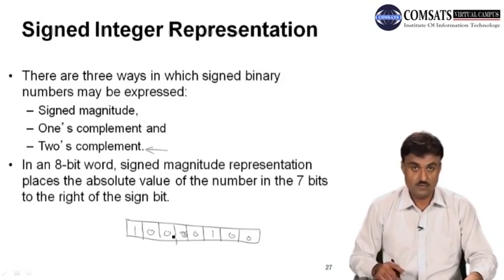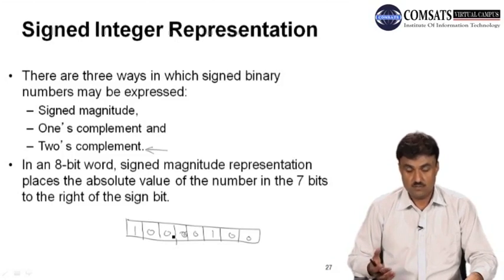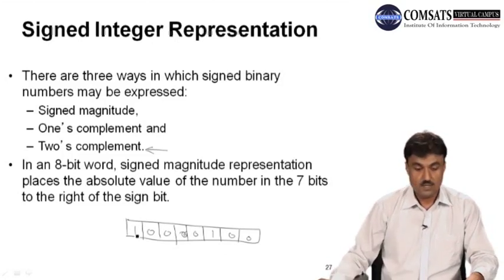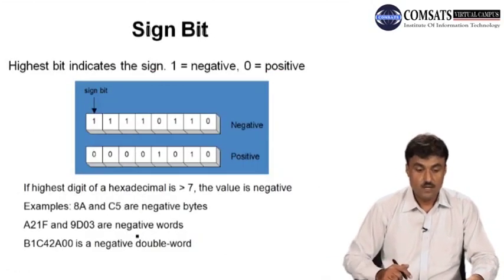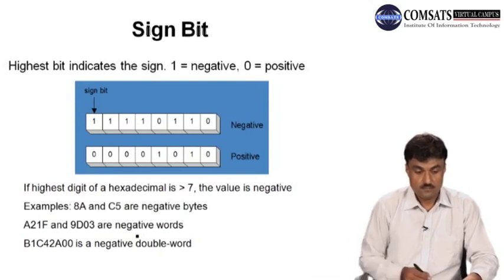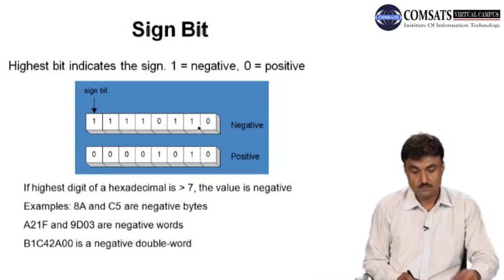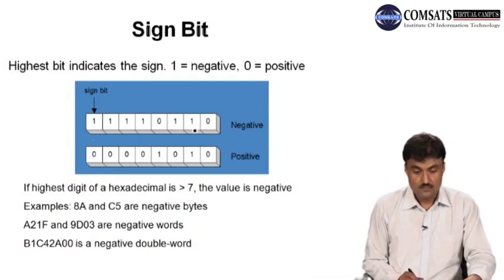If it is 4, we write 4. If it is minus 5 or minus 20, whatever, we use 20. We represent 20 here, and only change this sign bit. Here you can see the highest bit indicates the sign, and the rest indicates the value. So this is the absolute value, and one sign bit value shows a negative value, the other shows a positive value.